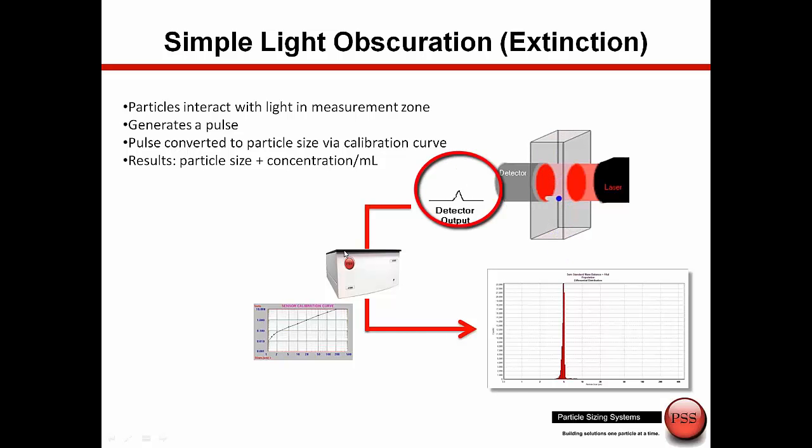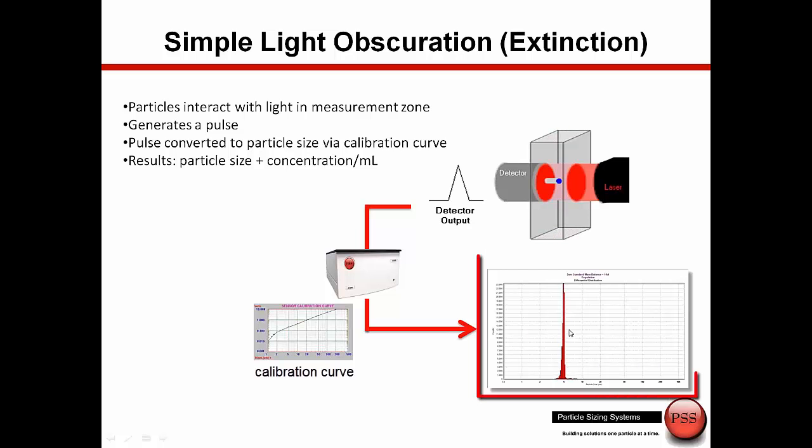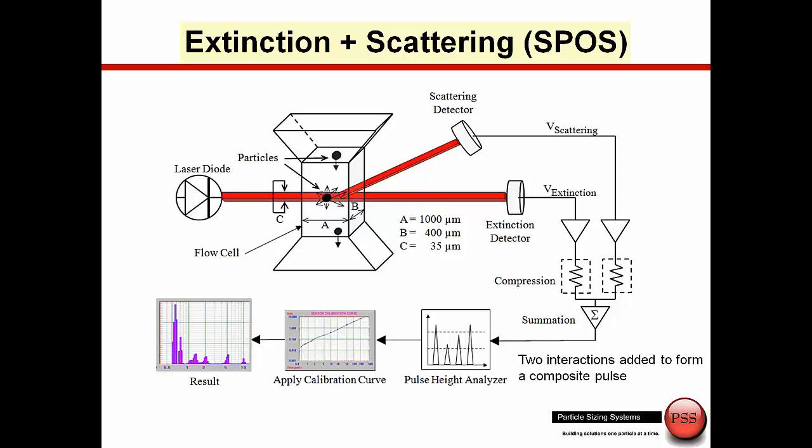That generates a pulse. The pulse is fed to a pulse height analyzer, and through the use of a calibration curve, we then generate the particle size distribution one at a time, and we also get the concentration in particles per milliliter. A major improvement patented by Particle Sizing Systems is the addition of a second sensor, the scattering detector.